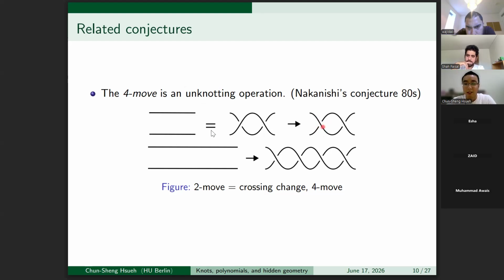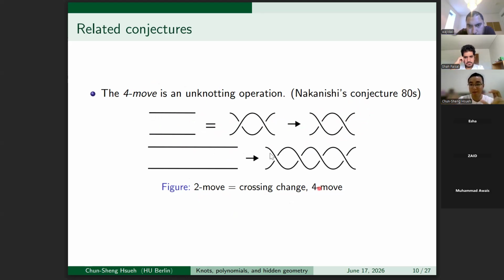And so what I'm saying is that you can view a crossing change as having two parallel strands, and then you add what we call a full twist, or adding two crossings. So this is the same as a crossing change, but reformulated in this context, it's called a two move. So you have two parallel strands, and you add two crossings, or you add a full twist. Like they were running parallel, now you add a full twist.